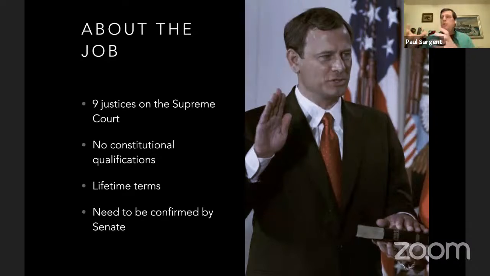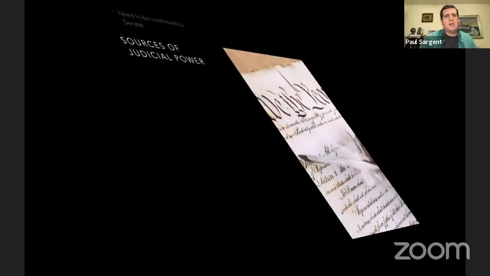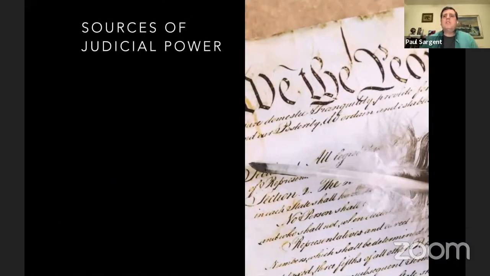Theoretically, you could put a 5-year-old kid on the Supreme Court bench, and that person could serve on there for 90 years. Yes, it's true, but the Senate confirmation process is in place to make sure that no one who is unqualified gets onto the courts. So where does the judicial branch get its power?